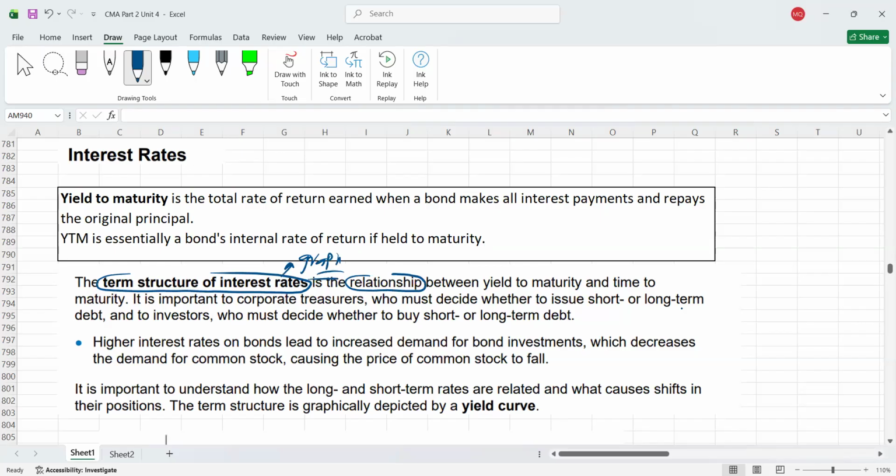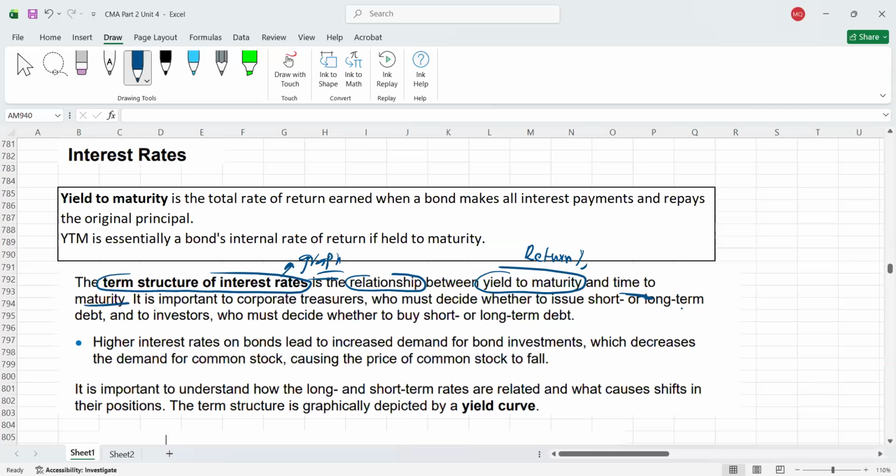If someone asks you what the term structure of interest rate is, you would say it is a relationship between yield to maturity and time to maturity. I told you yield to maturity means if you hold the bond for the entire life, over the duration of the bond, how much return you earn. Simply, yield to maturity means a return percentage. Time to maturity means the duration of the bond.